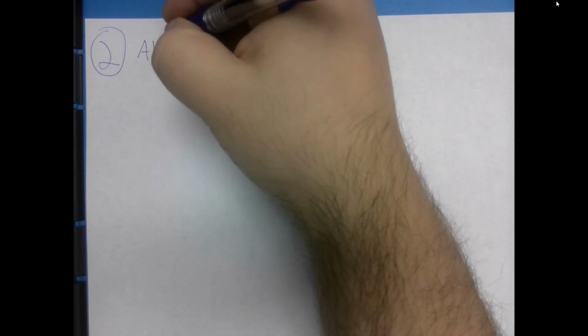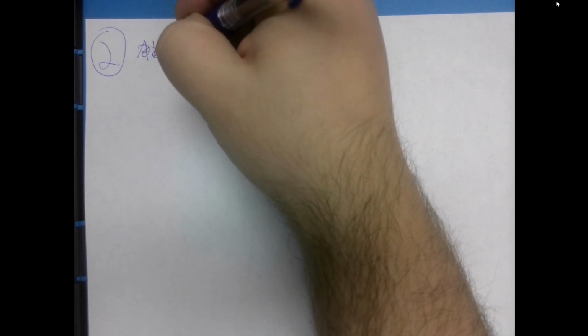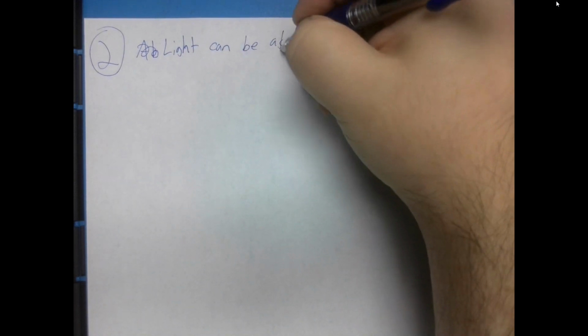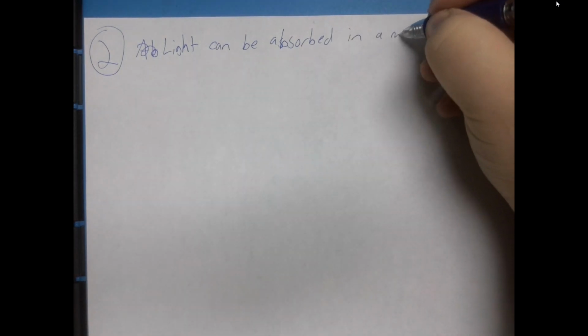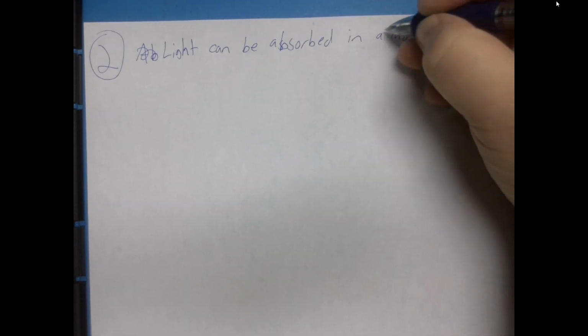So we have that light can reflect or bounce off of something. What's another thing light can do when it hits a material? Oh, yes. Absorption. So light can be absorbed in a material or by a material.